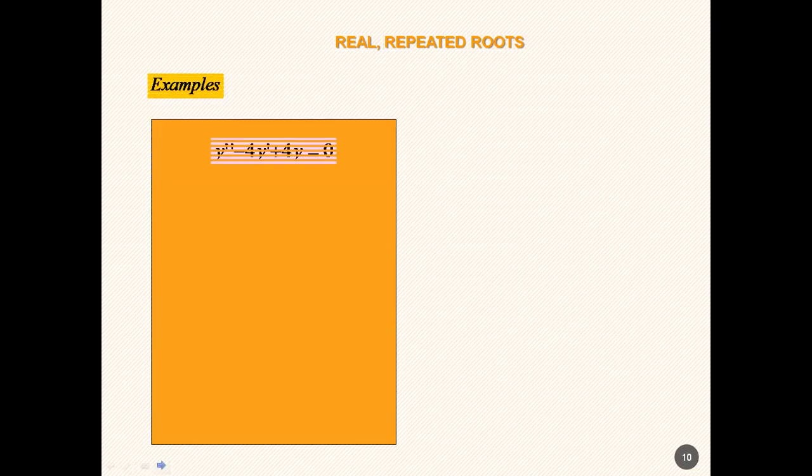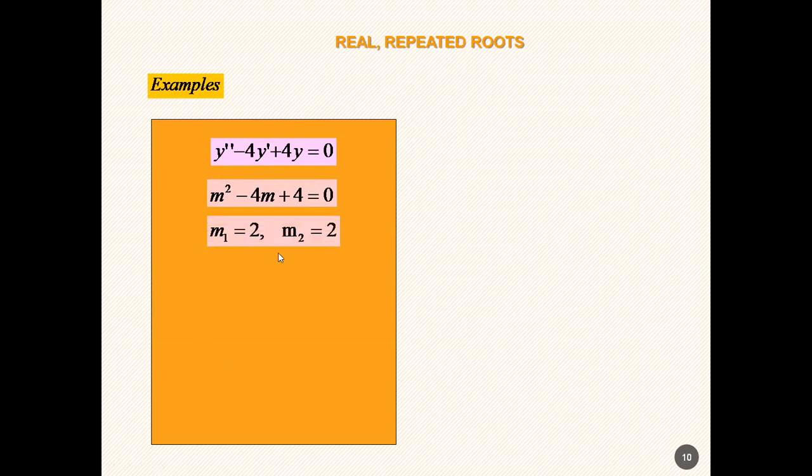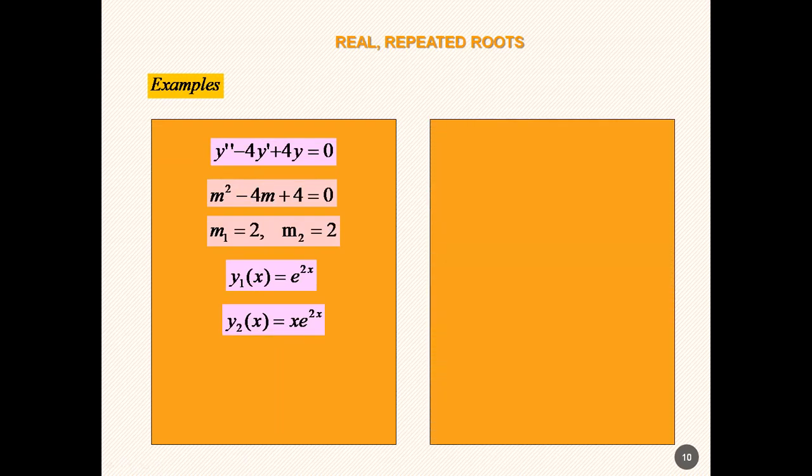Okay, they are real, but they are repeated. So this one. Okay, your characteristic equation is this. If you do factoring, you will have the same roots. So it's m minus 2 quantity squared actually from your algebra. So you have to modify one of your roots. Okay?